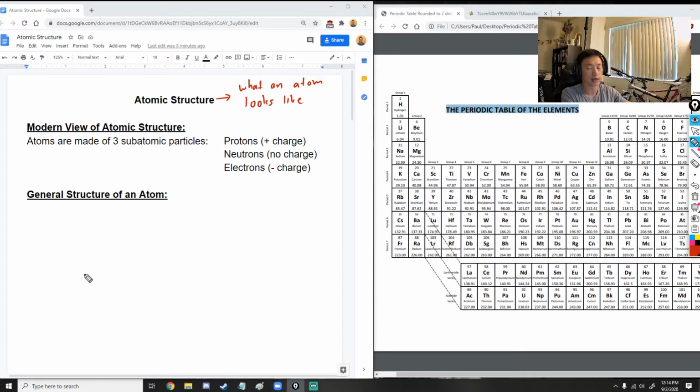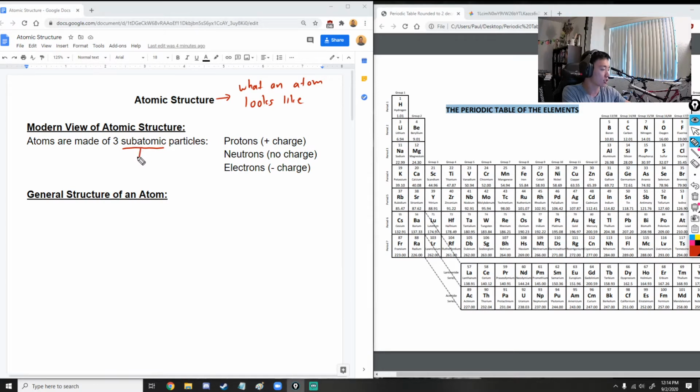Okay, we talked about in the last video how atoms are super duper small, that there are a billion trillion of them in a single drop of water. Okay, but thanks to the work of a lot of chemists, we are actually able to now identify what an atom looks like deep down, even though they're super small. And what we found is that atoms are made of 3 subatomic particles.